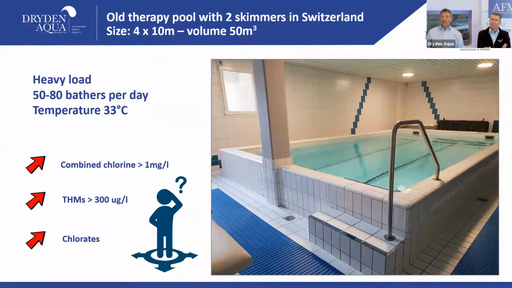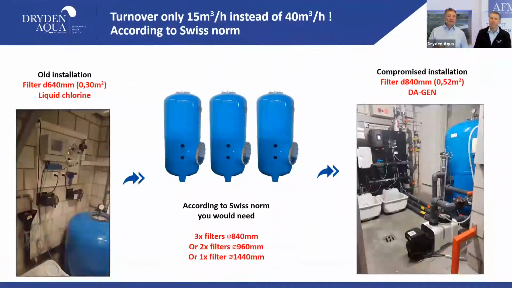But it's very well used. They have 33 degrees, they have 50 to 80 bathers, they have handicapped swimming, they have baby swimming. And they renovated it 3 years ago because the Swiss government started to test these pools, which were not tested before. I do not know where the combined chlorine or the THMs or the chlorates were before they did the change, but they were sky high. I'm sure they were more than 1 milligram per liter of combined chlorine, probably THMs 300, 400, sky high.